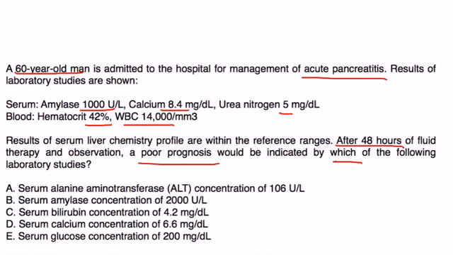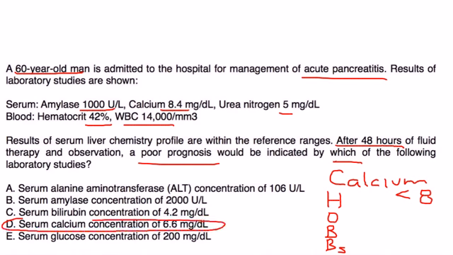But if you remember, after 48 hours, you've got that Calvin and Hobbes mnemonic. And the C in the Calvin and Hobbes is calcium. And if you remember, a calcium of less than 8. And that is choice D. So all these other choices are actually not even part of Ranson's criteria after 48 hours.